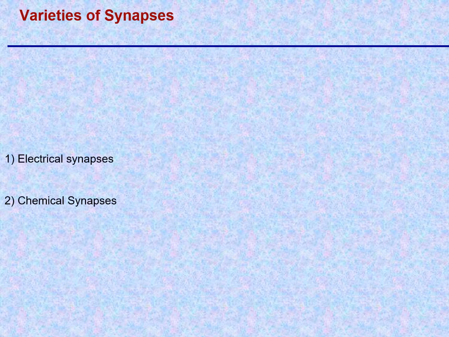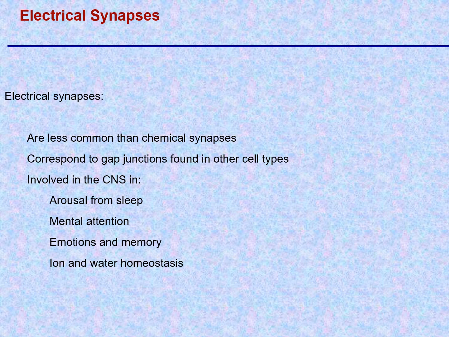Now, there are two other major ways that you can classify synapses, and that's the nature of the stimulation involved that generates the impulse. We have electrical synapses and we have chemical synapses. For the most part, we'll be talking about chemical synapses. Electrical synapses are less common. They correspond to gap junctions that are found between other cell types, and they're involved in the central nervous system in a number of functions. I wouldn't worry too much about that. Let's move on to chemical synapses.